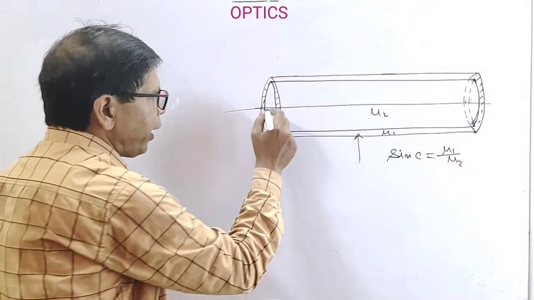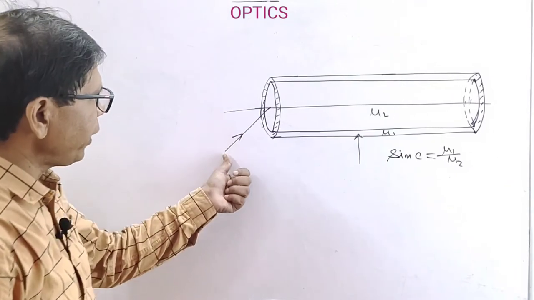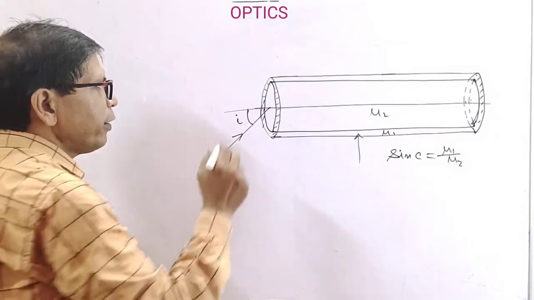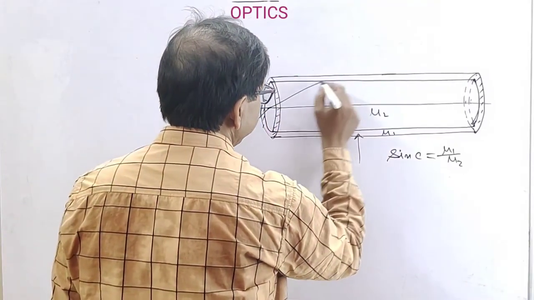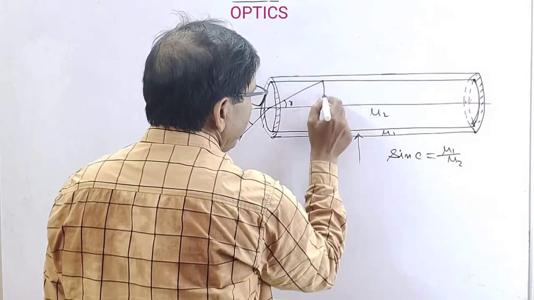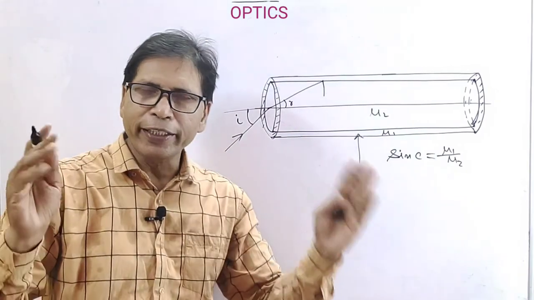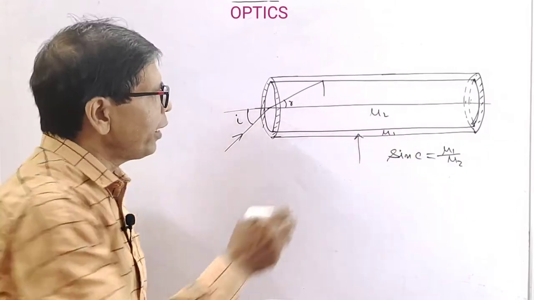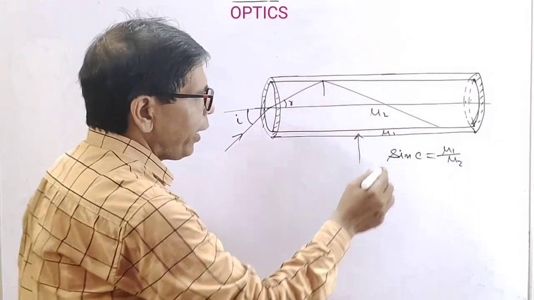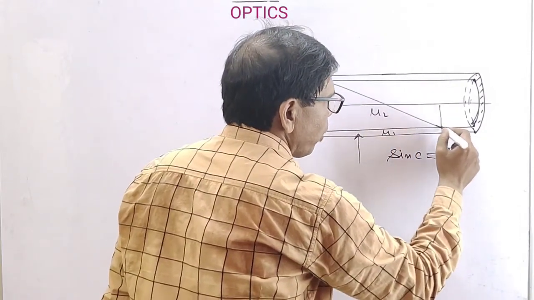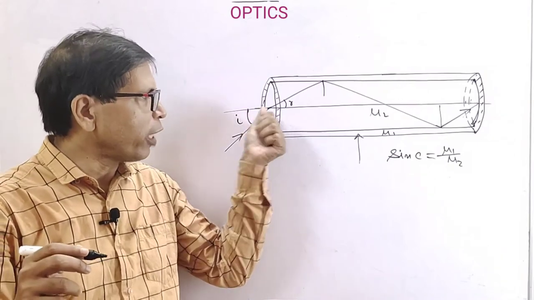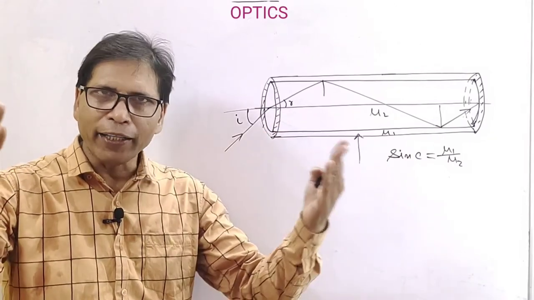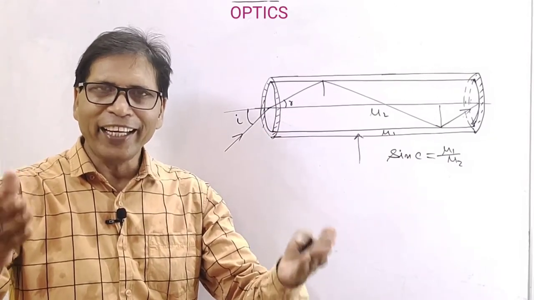Now, if a ray of light enters the optical fiber, the maximum angle of incidence is I, and the angle of refraction here is R. Now here the angle of incidence is just greater than the critical angle of these two media, so the light gets totally reflected here. And again the ray of light is totally reflected from this point. Now the ray of light travels from one end of the optical fiber to the other end without losing any energy.